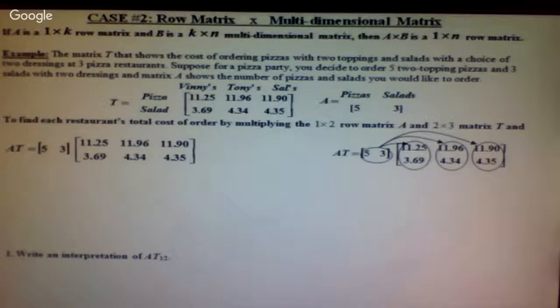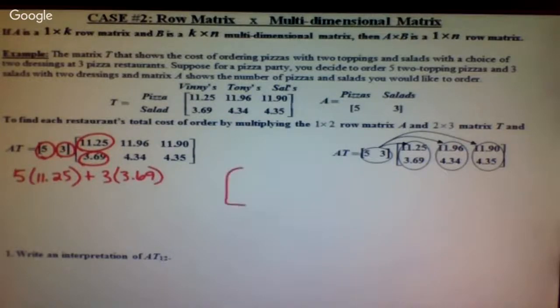Okay. So, the way you would do this by hand, which I'm not going to make you do, you would take 5 times 11.25, and then you would add that to 3 times 3.69. And that would give you the price for Vinny's. You would then repeat the process and do it for Tony's and do the same thing for Sal's. Okay? It becomes very complicated, which I do not like.